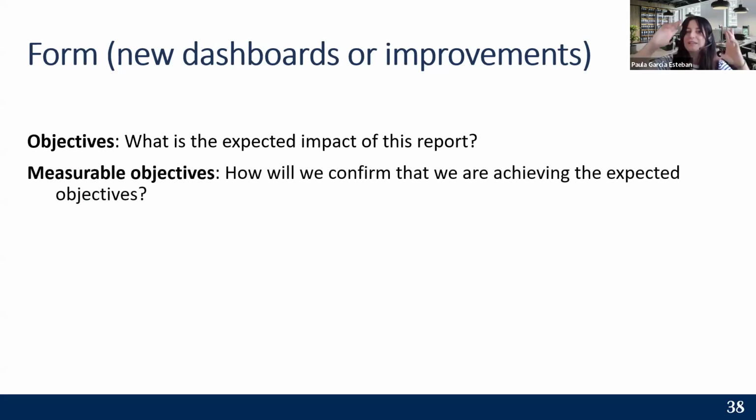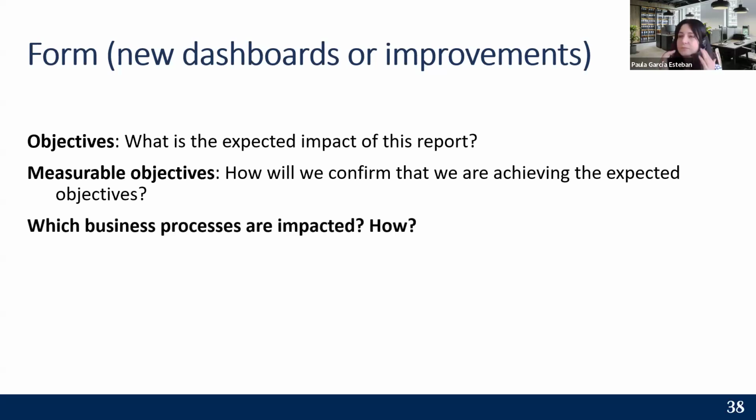Then measurable objectives. Like we have the first one, then we go deeper. How will we confirm that we are achieving the expected objectives, with a number or a threshold? Because these kinds of questions will allow us to reinforce the message and use color to highlight when we have a problem or when we are good.